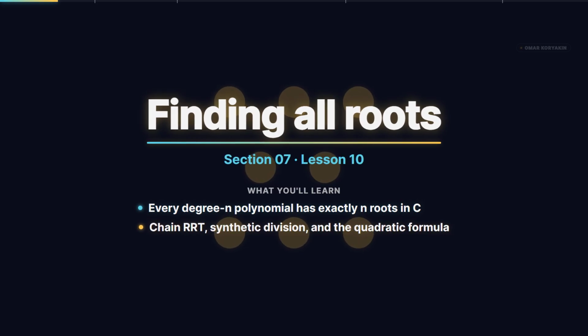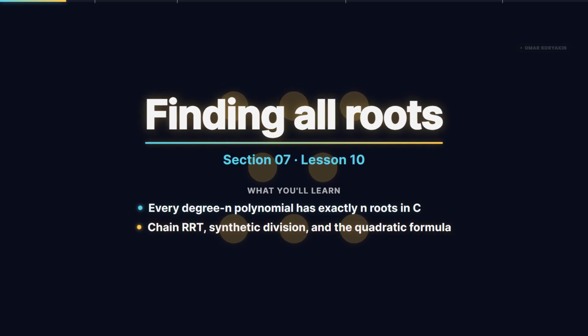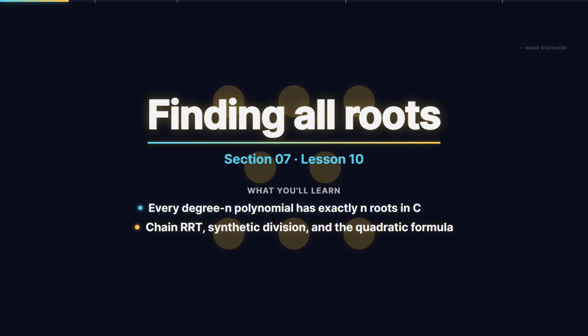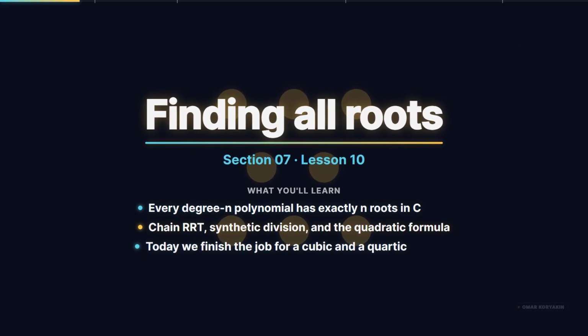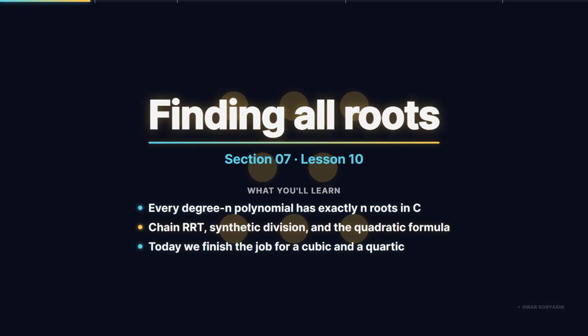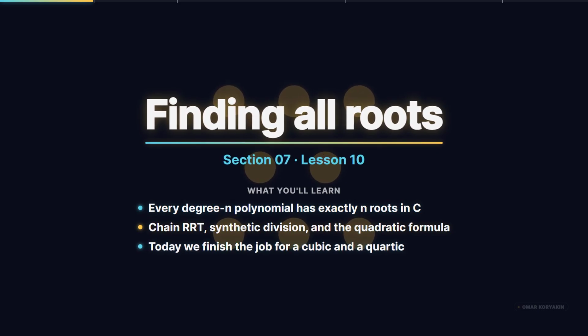The strategy chains three tools you already own. List rational candidates with the rational root theorem. Test each one with synthetic division. When the running quotient drops to a quadratic, finish the job with the quadratic formula or simple factoring. The two examples today take that strategy to the finish line. The first is a cubic with three real rational roots. The second is a quartic that hides two complex roots inside a quadratic factor, and that is where the imaginary numbers earn their keep.